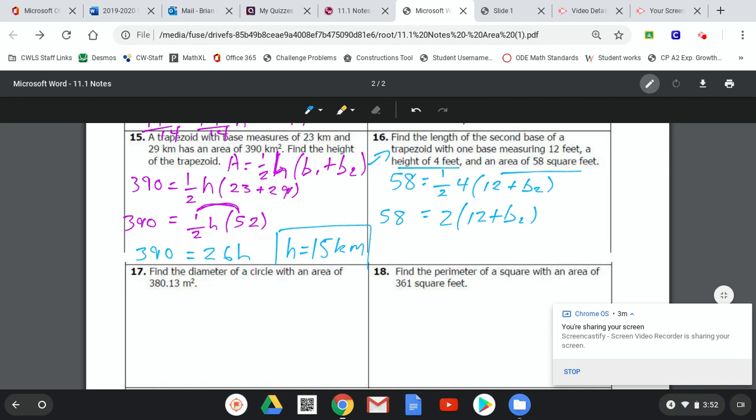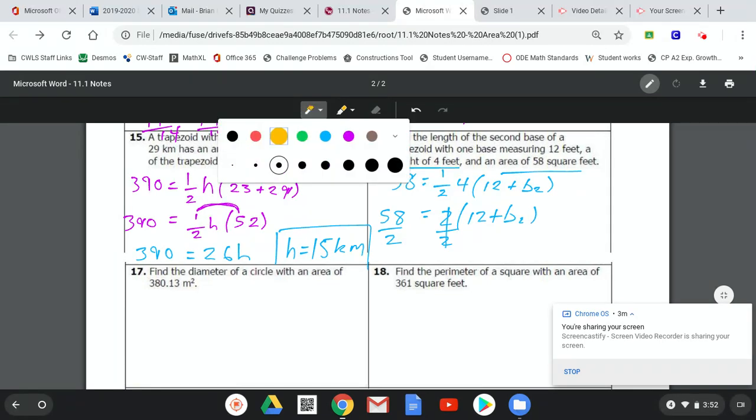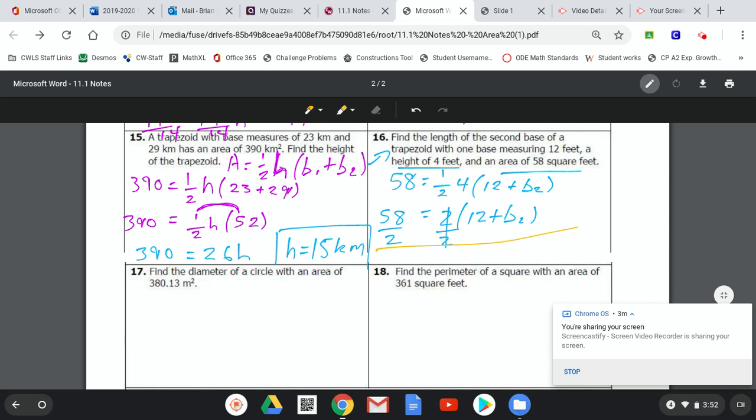When we do that, guys, there's a couple things that we can do here. For me, I would just say, let's get rid of this 2 and divide by 2 on this side and divide by 2 on this side, okay? When we do that, I'm going to switch colors here just so you guys can follow along with me. 58 divided by 2 is going to give us 29. So we get 29 equals 12 plus our base 2, okay? We're adding here, so we're going to do the opposite of addition, and subtract. So 29 minus 12, and that gives us our base 2 is going to be 17.